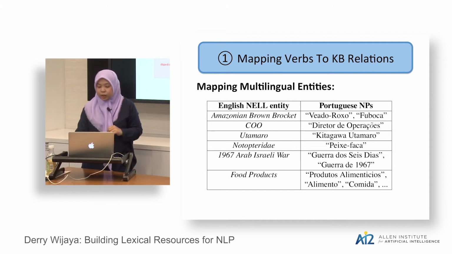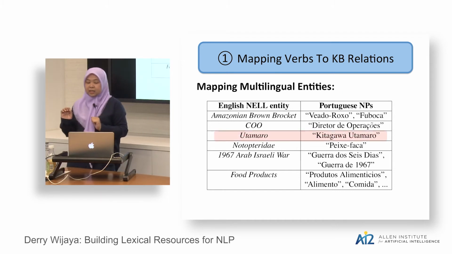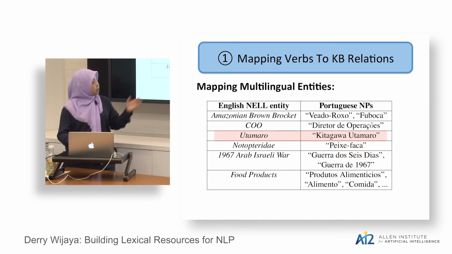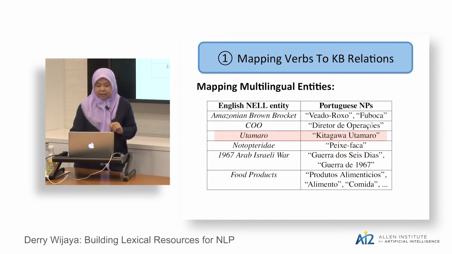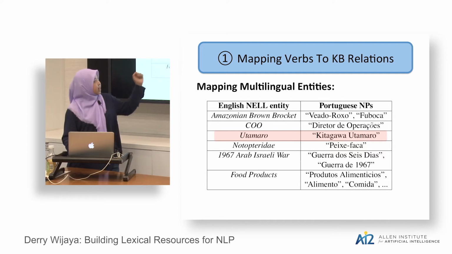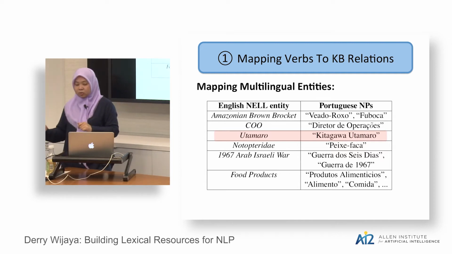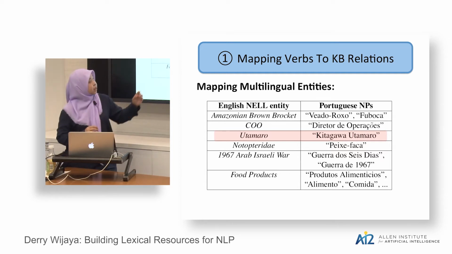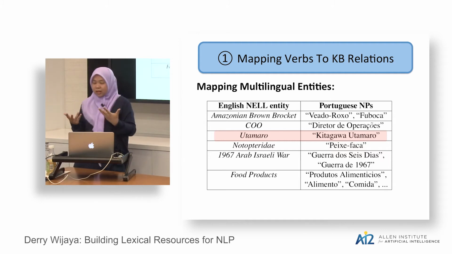So using this, we map the English entity to Portuguese noun phrases. These are some examples of the mapped entities. And the interesting thing is, by mapping to another language or another knowledge base, we can actually get more information.